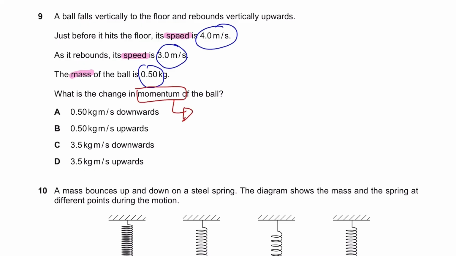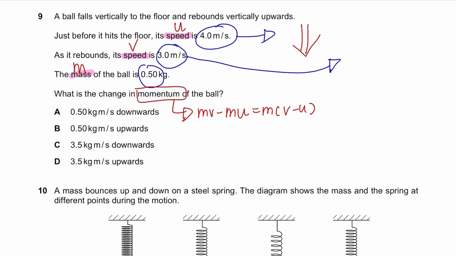Change in momentum equals mv minus mu, or you can also think of it as mass times change in velocity. Well, we have everything. The first thing is the initial velocity, next final velocity and mass here. But a very important factor here is that when it hits the floor at 4 meters per second, it's going to go in this direction. And then when it rebounds, it's going to go back up in the opposite direction.